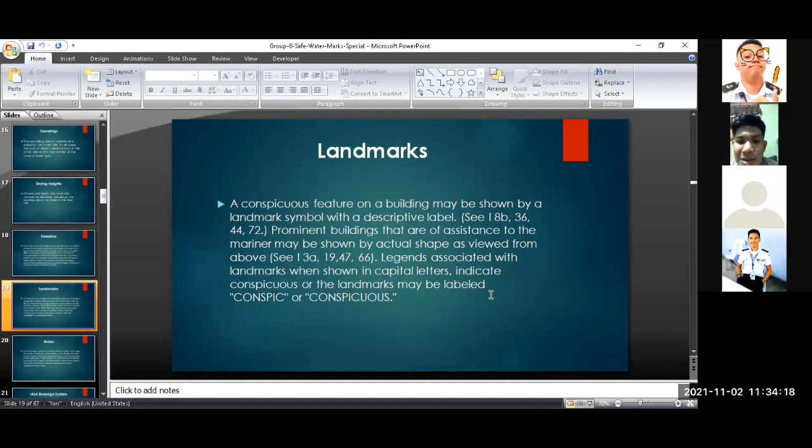Landmarks. A conspicuous feature or building may be shown by a landmark symbol with a descriptive label. See 8B, 36, 44, and 72. Prominent buildings that are of assistance to the mariner may be shown by actual shape as viewed from above: C30, C1, 3A, 19, 47, and 66. Legends associated with landmarks shown in capital letters indicate conspicuous landmarks; they may be labeled conspic or CONSPICUOUS. Next slide, please.